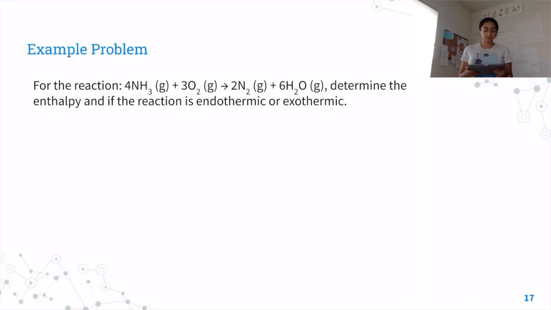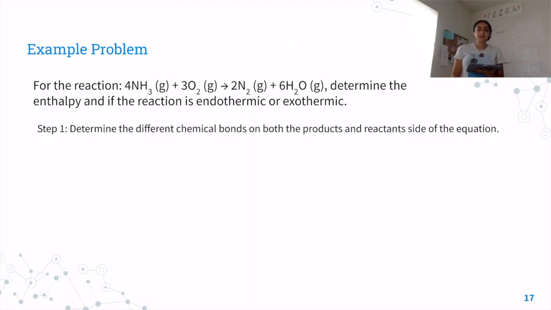So let's get into an example problem. For this reaction, we have 4 moles of NH3 plus 3 moles of oxygen gas yielding 2 moles of nitrogen gas and 6 moles of H2O in gaseous form. So we are going to determine the enthalpy and if the reaction is endothermic or exothermic.